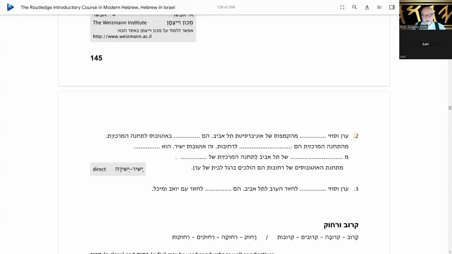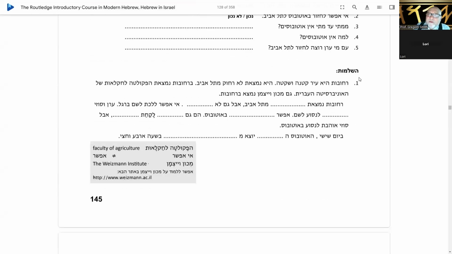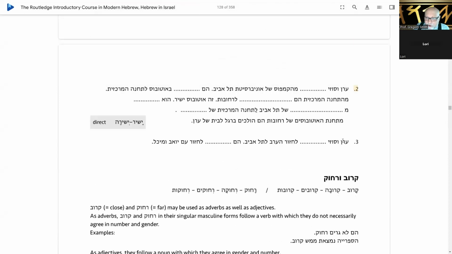Eran v'Suzi. Now, I think I got that right. Actually, I think I put the want one there, and they put need. Lehatsur. Ha'arev leTel Aviv. They want to return to Tel Aviv tonight. Even though this is out of order, in your mind you should think that belongs there. Hem Yokalim, they can lehatsur im, they can return with Yoav Umikal. Okay, so that finishes that part. I spent a lot of time on those hashelamut, which means completion, and it really forced my brain to work.